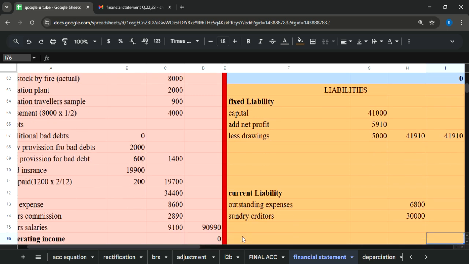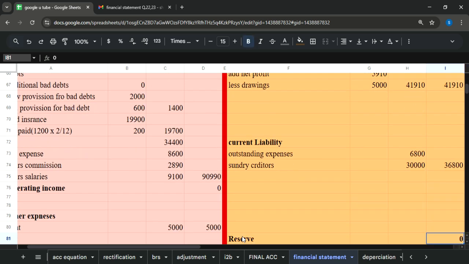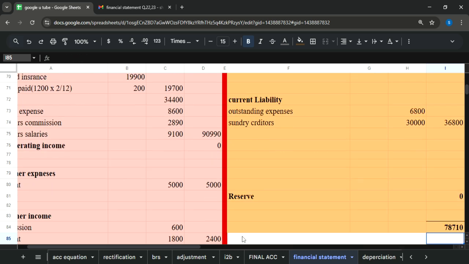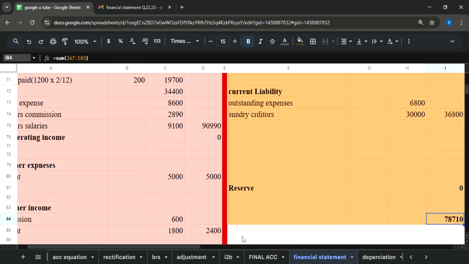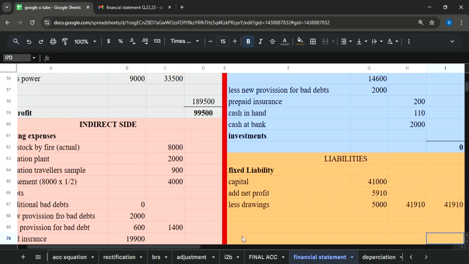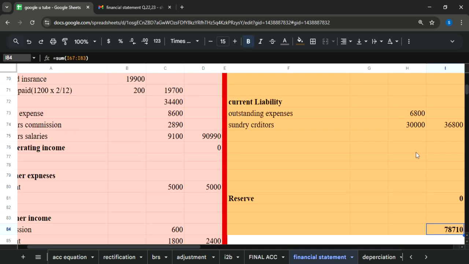Now we will calculate the total of current liabilities. There are 2, so simply you will take the sum. Now we'll see if reserves are present. No reserves, so 0. So finally we can take the sum of fixed and current liabilities. Fixed liability 41910, current liability 36800, and then finally we have got the sum of all these three, 78710. This is the answer of the balance sheet. Let's check it out.